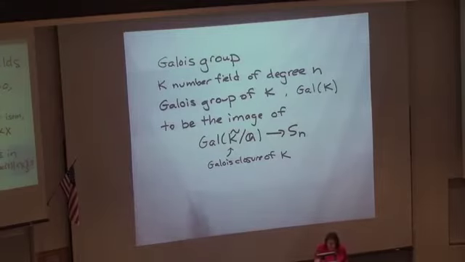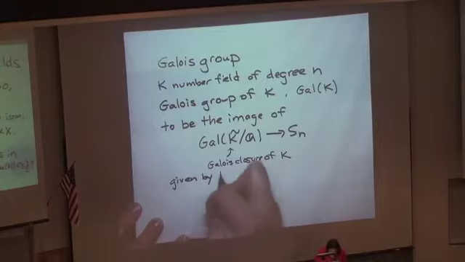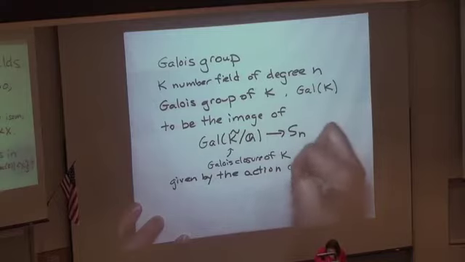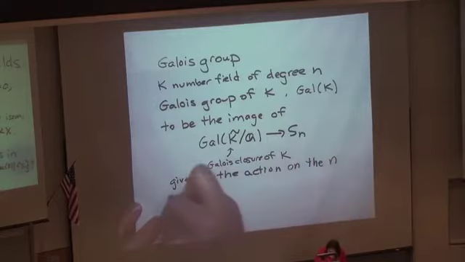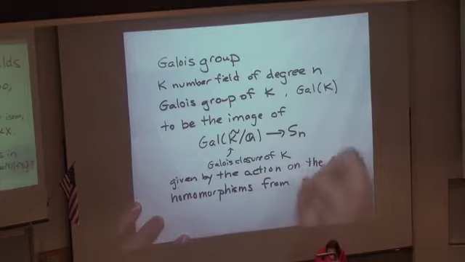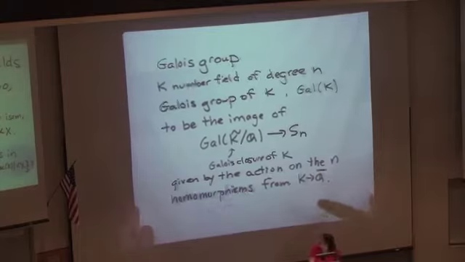And then that Galois group of the Galois closure has a permutation representation, or a map to the symmetric group, given by the action on the n homomorphisms K to Q bar. Right? So I'm going to just unpack that a minute.